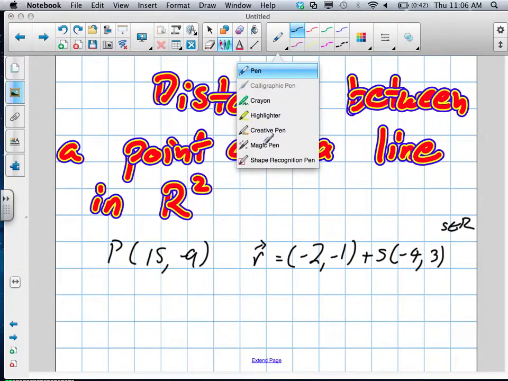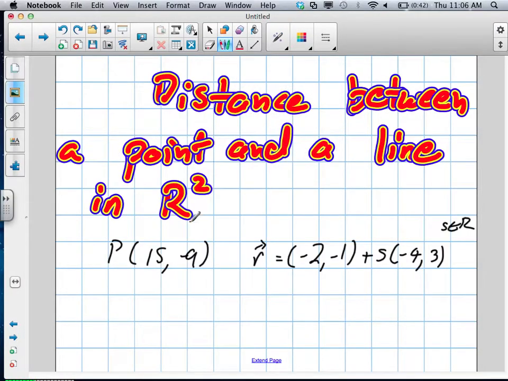Okay, so distance between a point and a line in R2 again. This question is a little different. They've given us a point. They want us to find the distance between this point and this line or this vector. But this equation is in vector form.